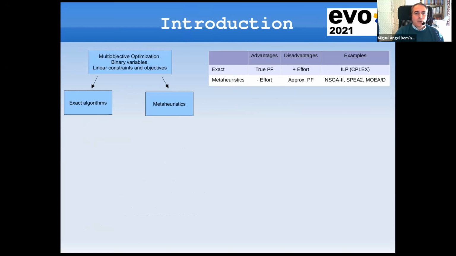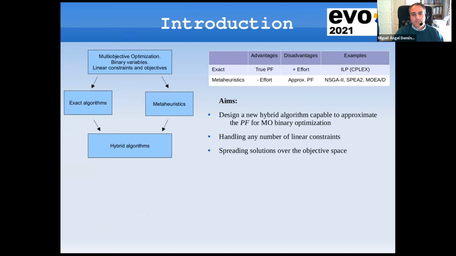We are in the context of multi-objective optimization with binary variables. We want to design a hybrid algorithm which can take the advantages of exact algorithms and also the advantages of metaheuristics. The algorithm should be designed spreading solutions of the objective space as best as possible, and it should handle any number of linear constraints.